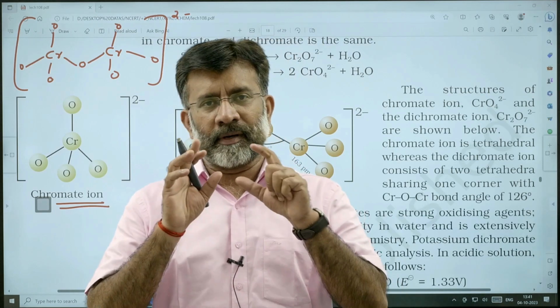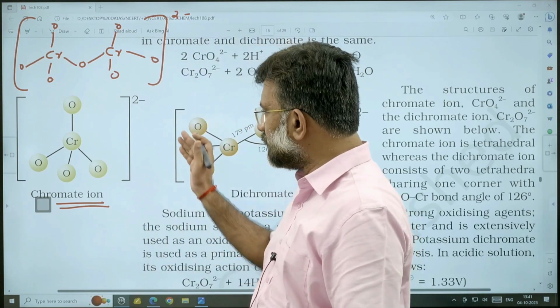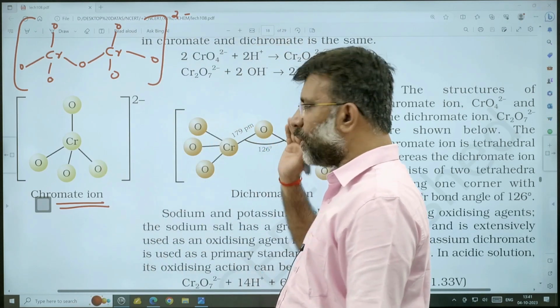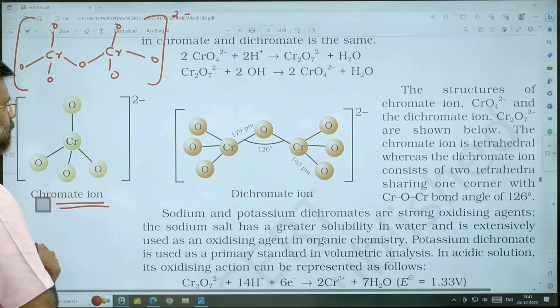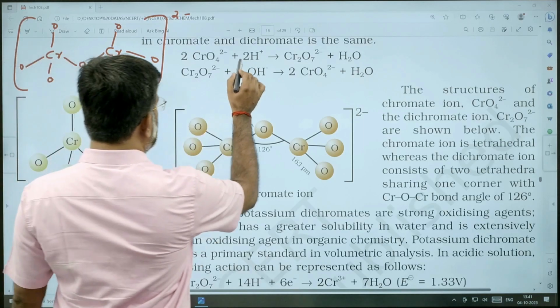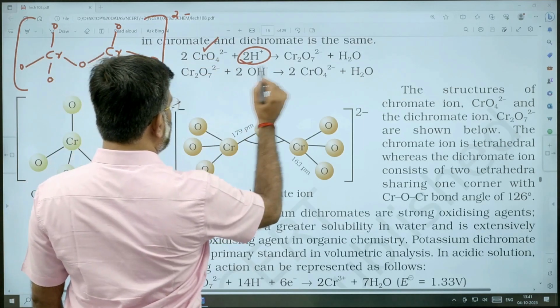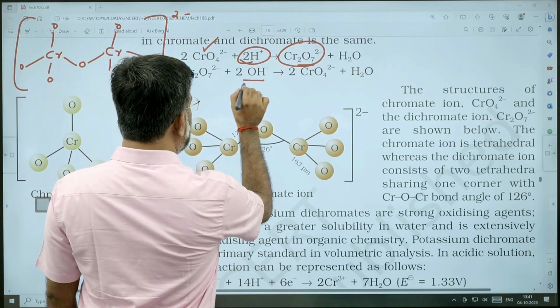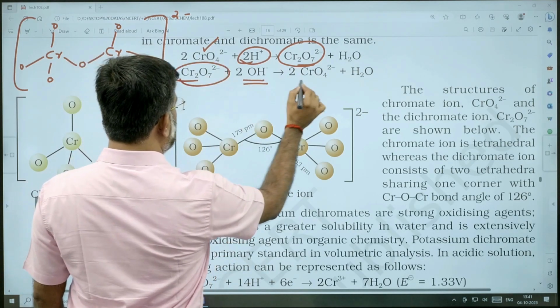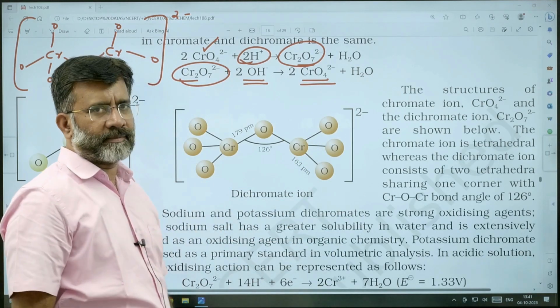Right? And about the structural details. This is yellow in color and this is orange in color. And they exist under equilibrium. In acid medium, yellow chromate will be converted to orange dichromate, while in alkali medium, orange dichromate will be converted to yellow chromate.